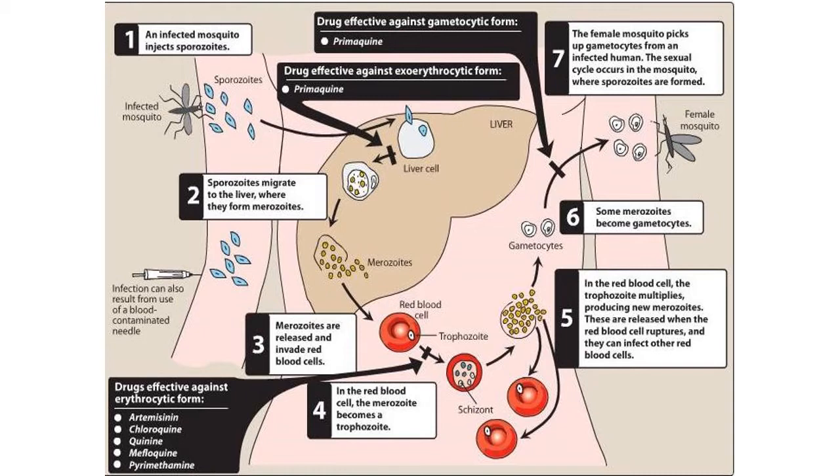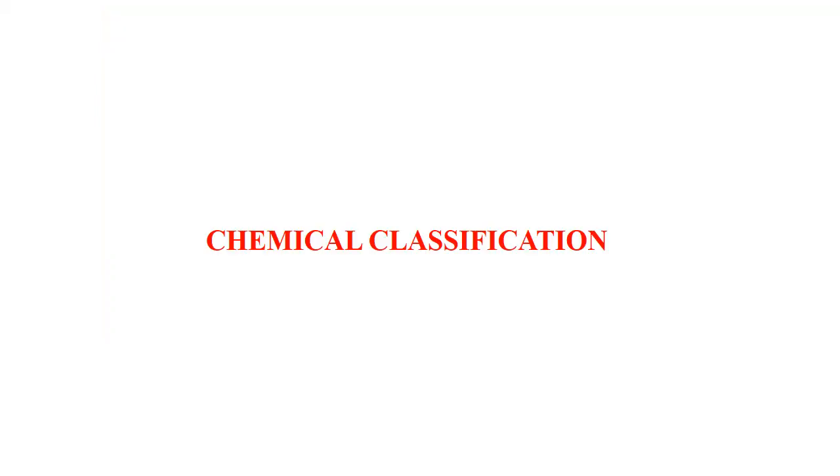Now the drug which is effective against the exoerythrocytic form of malaria is primaquine, as shown in the figure. The drugs which are effective against the erythrocytic form are artemisinin, chloroquine, mefloquine, and pyrimethamine. The drug which is effective against the gametocytic form is primaquine. Now one by one I will discuss all these drugs. First of all, I will tell you the classification.